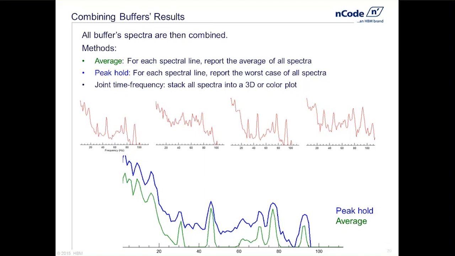There is, in fact, a third one called joint time frequency, where we can look at things in a 3D color plot. We would look at stacks of all these spectra and display them three-dimensionally, and that would give you a really good sense as to how your frequency changes in the time domain. Is your frequency transient?